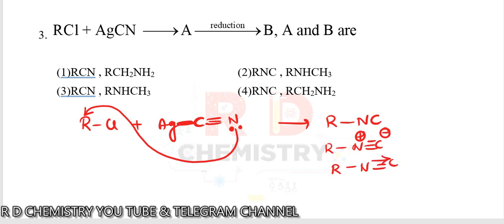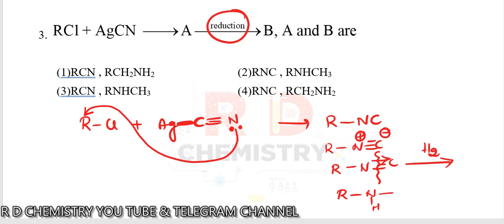Correct? Then reduction. Reduction generally means addition of hydrogen. Break this nitrogen-carbon multiple bond and convert it into R, N, H, carbon, and attach hydrogens to the carbon atom. So final should be CH3. So it should give a secondary amine, RNHCH3. Therefore, the answer is option number 2, RNC and RNHCH3, right?